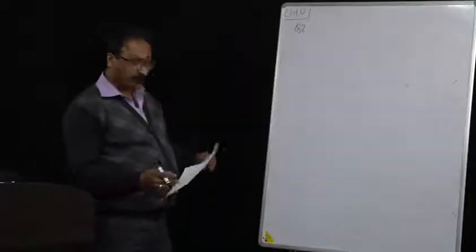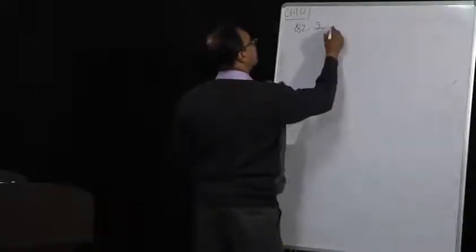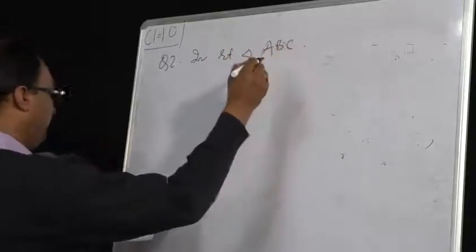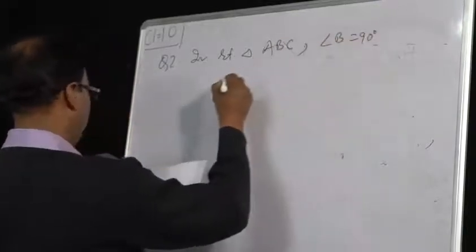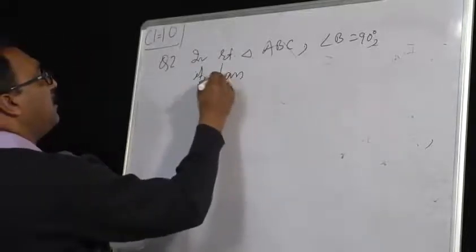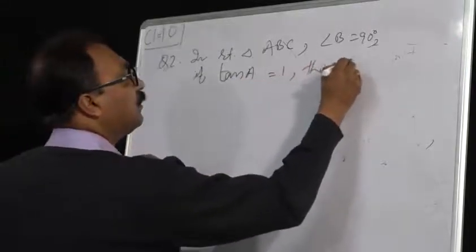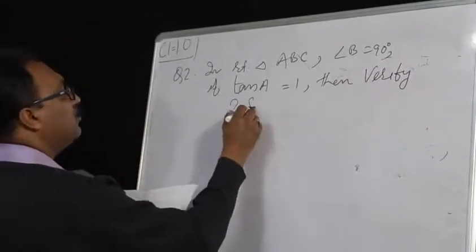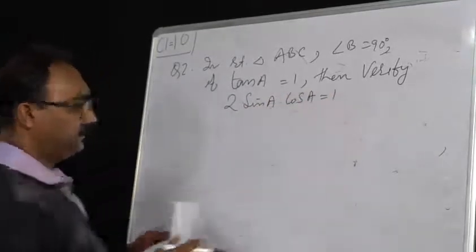Now we come to another type of problem. How to solve this type of problem? Look at this. The question is, in right triangle ABC, angle B equal to 90 degrees, if tan A is equal to 1, then verify 2 sin A into cos A equal to 1.